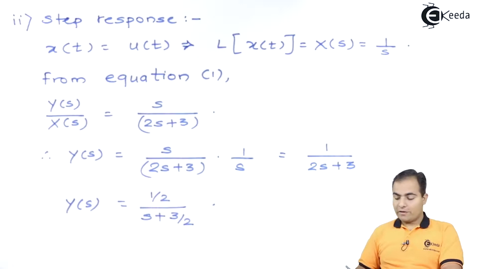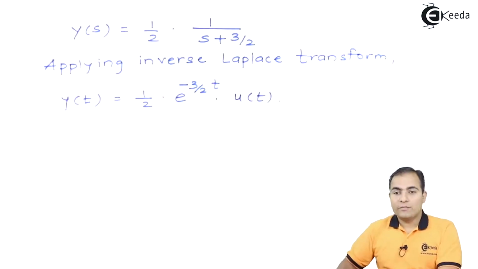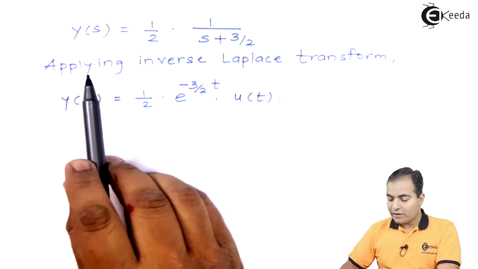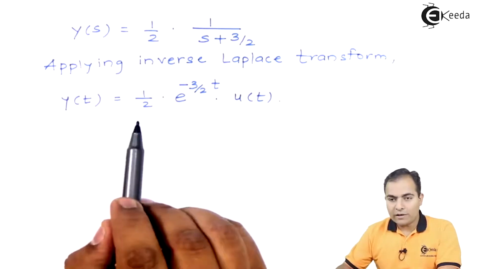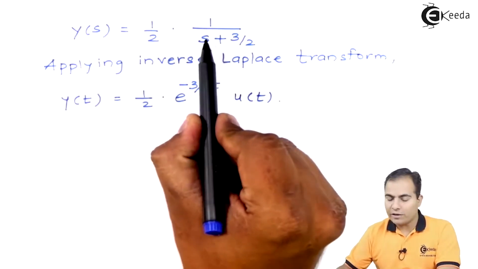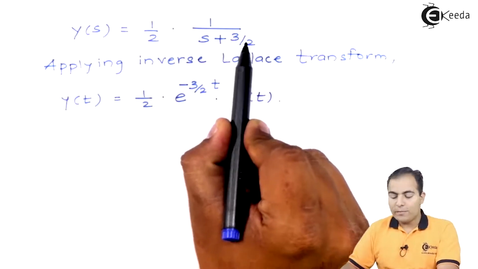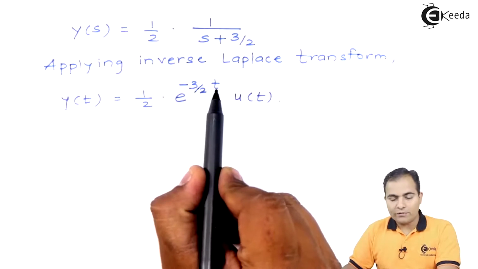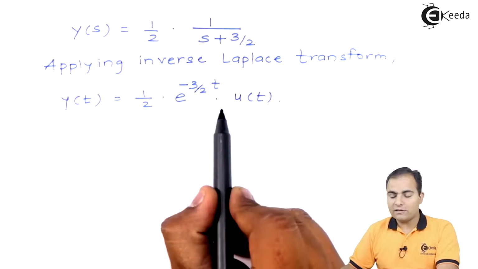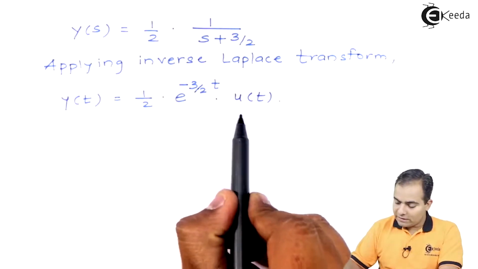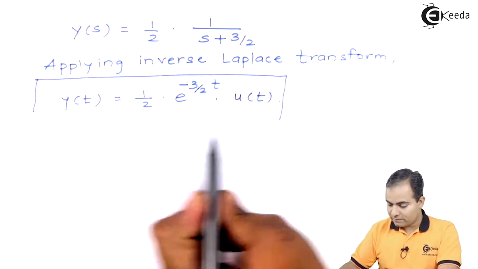Now, what is important is to find the inverse Laplace transform of it to get the step response. Applying the inverse Laplace transform, Y(s) becomes y(t). The half is written as it is. Now, look here, this s is shifted by 3 by 2, so the opposite sign value, minus 3 by 2, multiplied with t, goes in the power of e. The last one is 1 by s, whose inverse Laplace transform is u(t). So, this is nothing but our step response.